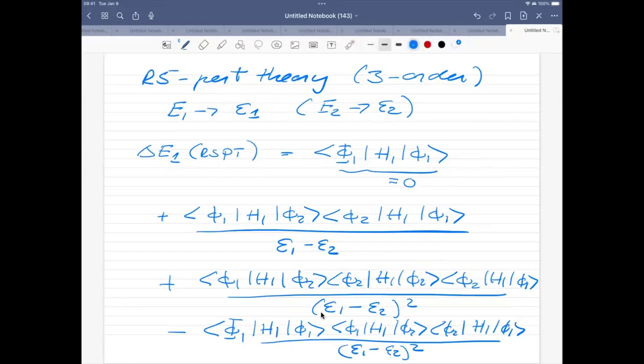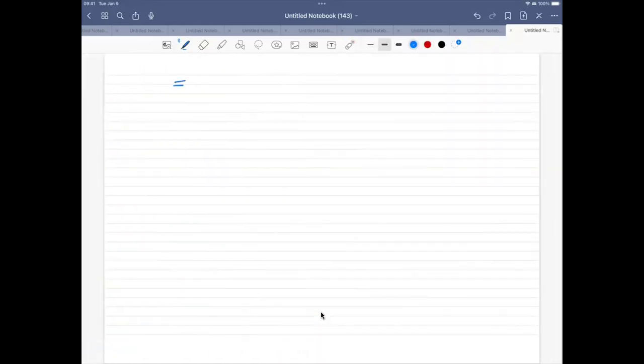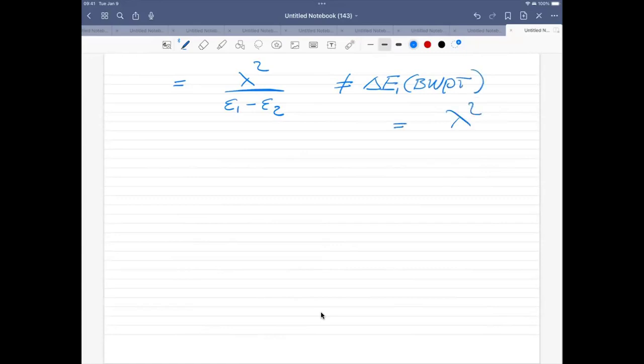So to third order perturbation theory, when I'm summing up everything, this is going to give me lambda squared divided by epsilon 1 minus epsilon 2. And if I compare that with Brillouin-Wigner perturbation theory, what I found then, so this is BWPT here, that was given by lambda squared divided by epsilon 1 minus epsilon 2 here. So this is roughly where we ended last time.